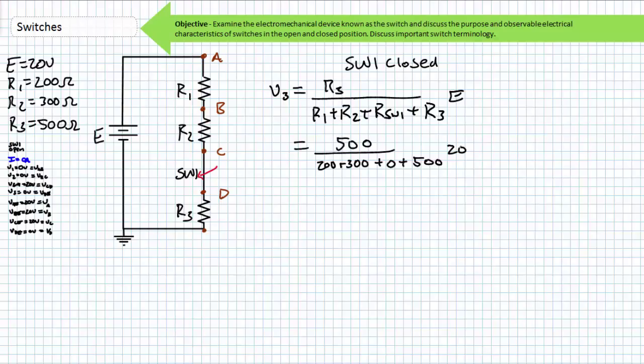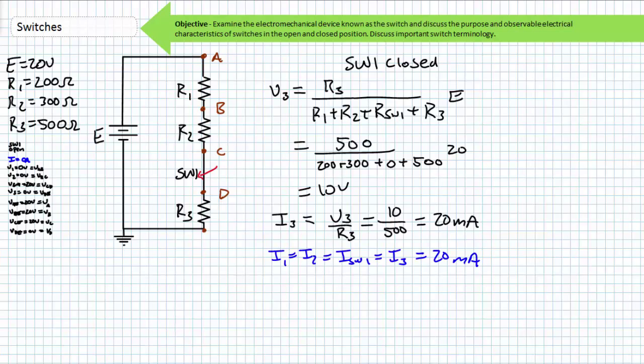Substituting in the necessary values, where the closed switch SW1 presents a 0 ohm resistive path, we find V3 to be 10 volts. Using Ohm's law, we can solve for the current through R3, where I3 is equal to V3 divided by R3. Substituting in the necessary values, we find I3 to be 20 milliamperes. Using the most fundamental of series circuit properties, that current through elements hooked in series is the same, we can say, no calculations required, that the current through every single element in this circuit is 20 milliamperes. I1 equals I2 equals ISW1 equals I3, and they all equal 20 milliamperes.